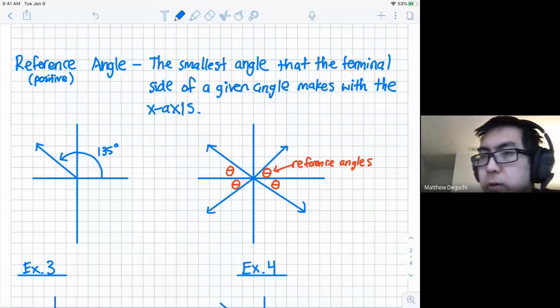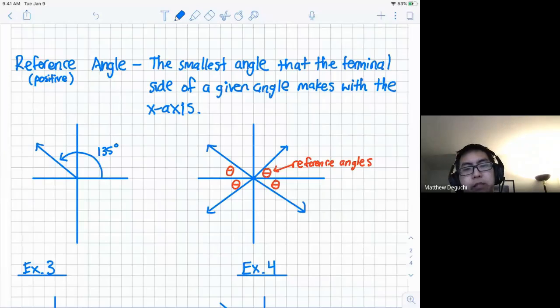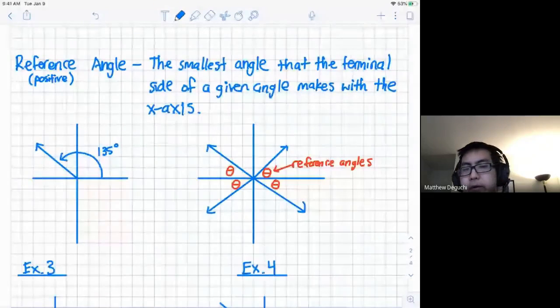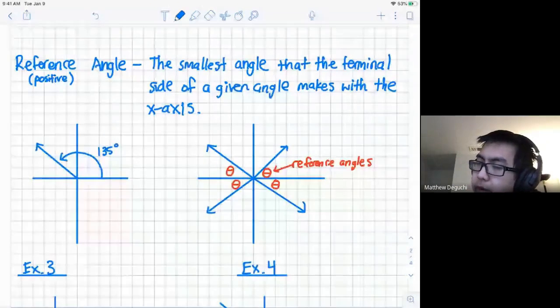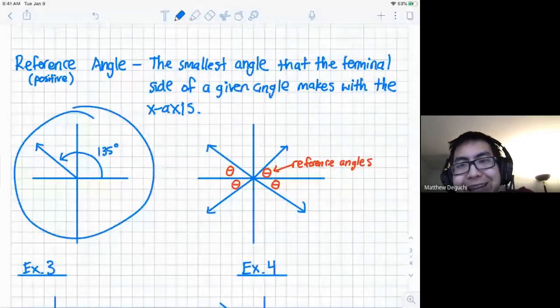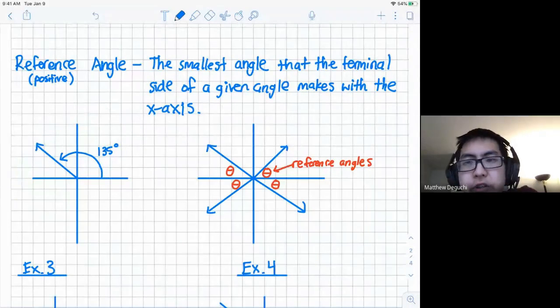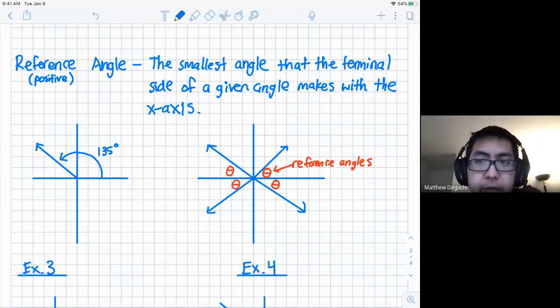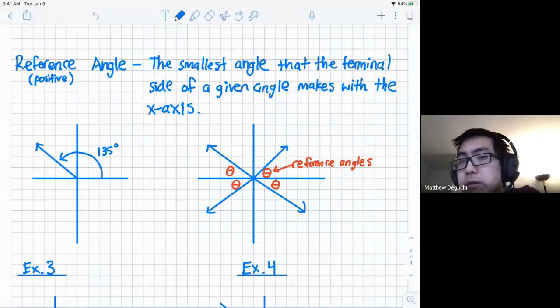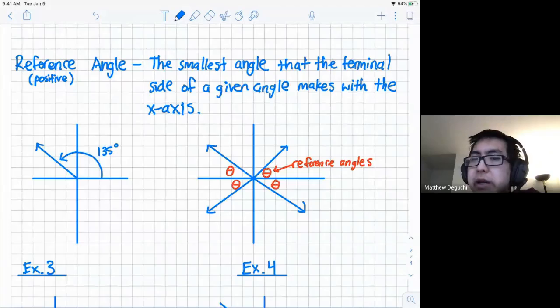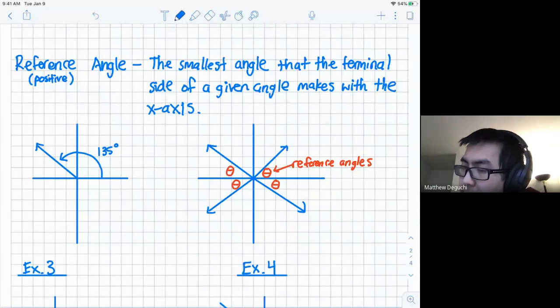Okay, so let's take a look. All right, now here's a sample. Let's say you were given that 135 degrees and you're given that terminal side. The reference angle is the smallest angle that the terminal side of a given angle makes with the x-axis. So we have to figure out where the reference angle is.